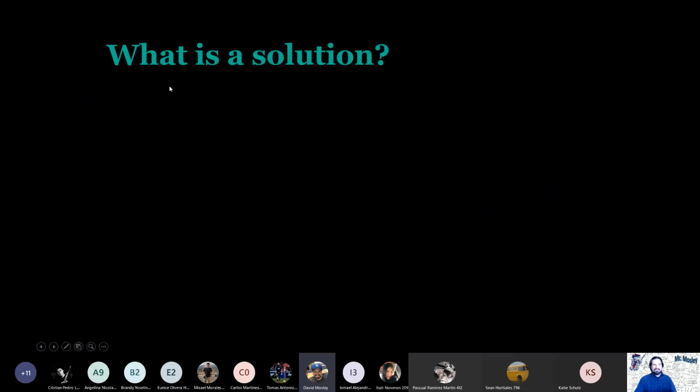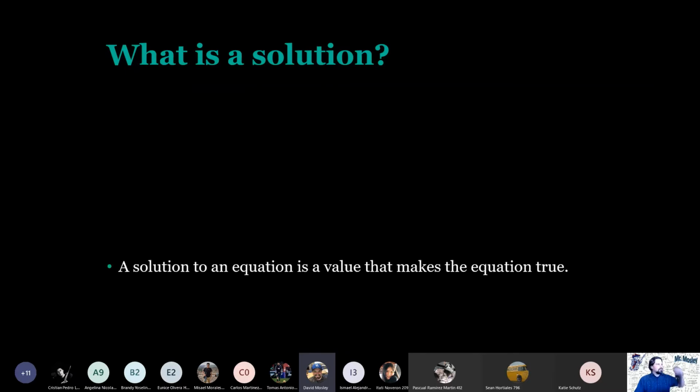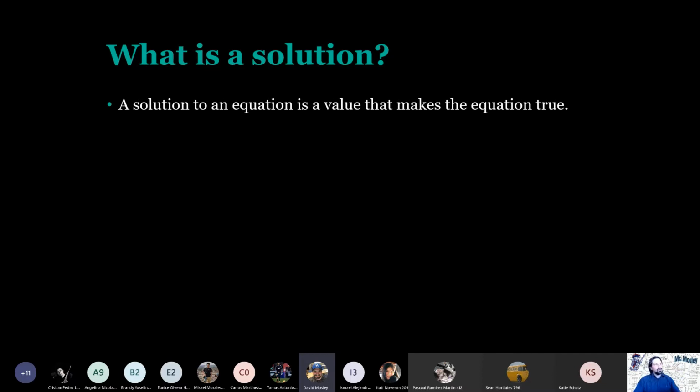So first, what is a solution? Okay. Seems like a simple question. A solution to an equation is a value that makes the equation true. Okay. The solution to an equation is a value that makes the equation true.